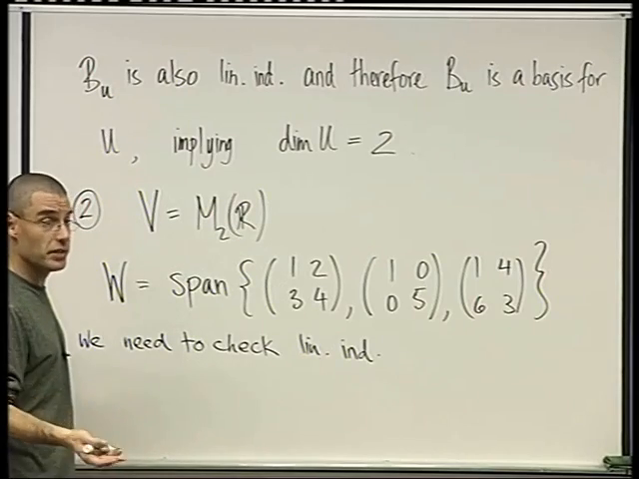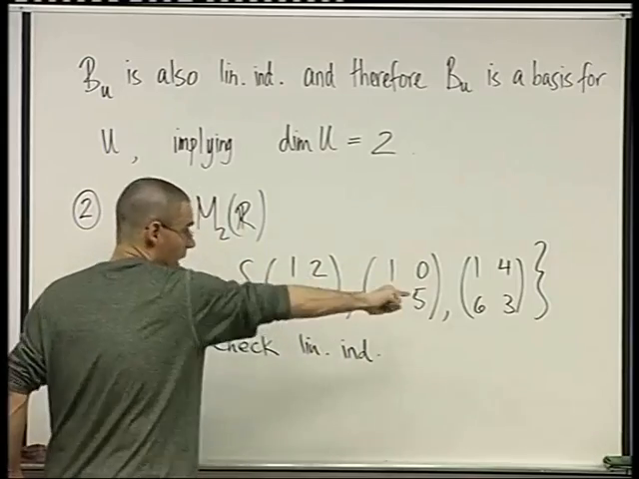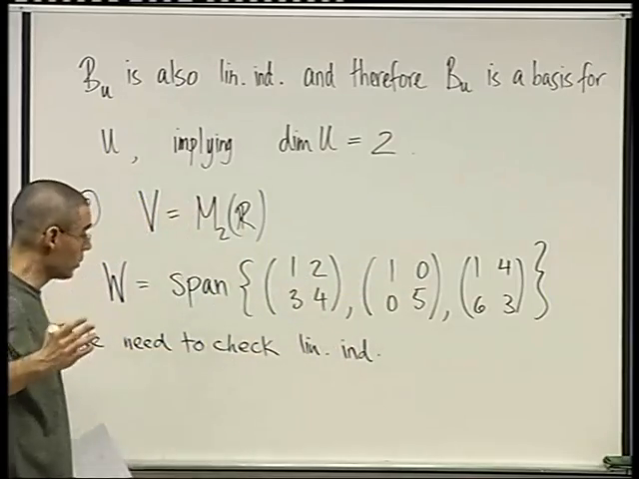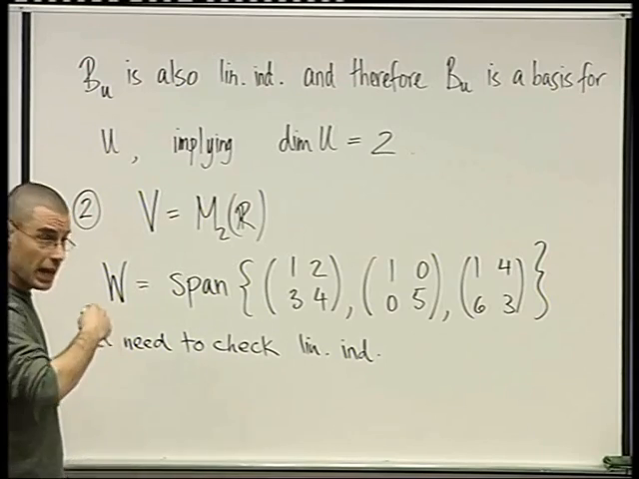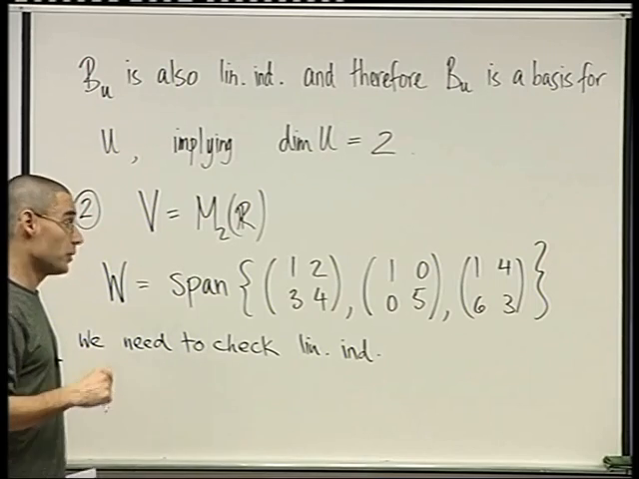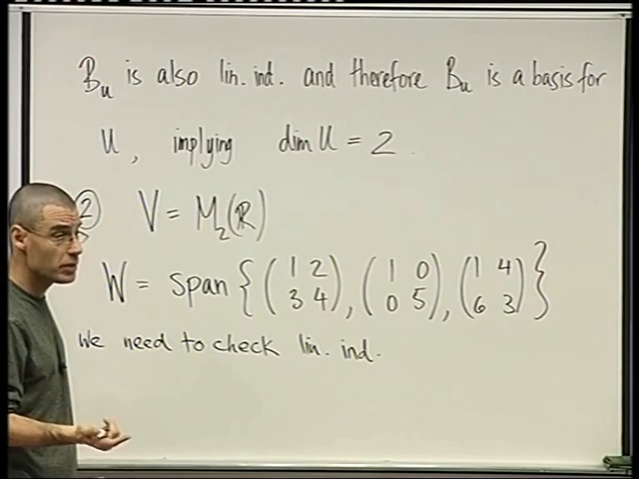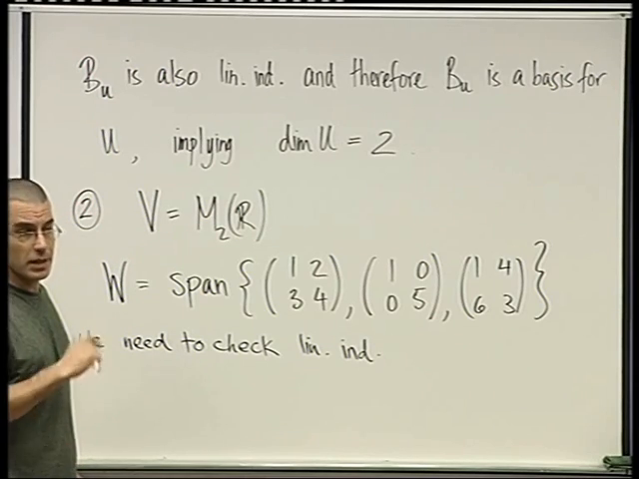This is something we've done several times. For example, we can straighten these out as rows of a bigger matrix, a 3 by 4 matrix, and start doing row operations until we reach an echelon form. If there's a row of zeros, then they're not linearly independent. If not, then they are.